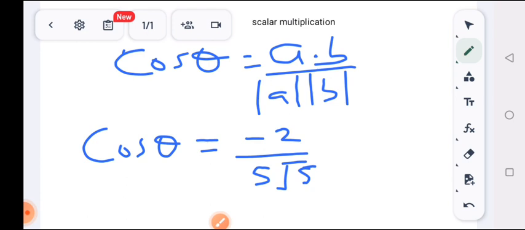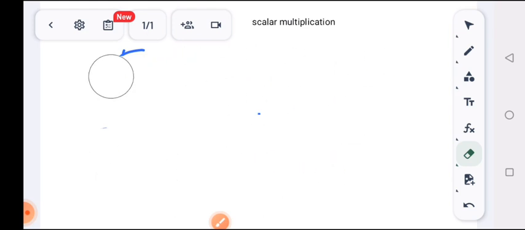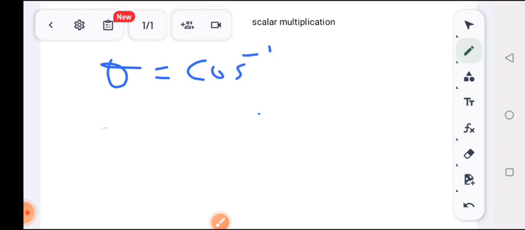Now you and I know when we see stuff like this in mathematics, we are supposed to look for the arc cos to get the angle theta. Can I quickly write that down? Okay, so I'll just say theta is cos inverse, arc cos, of minus 2 over 5 root 5.